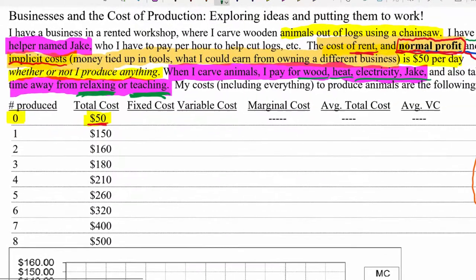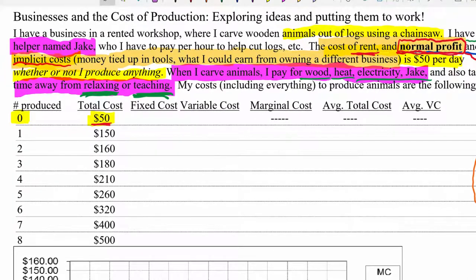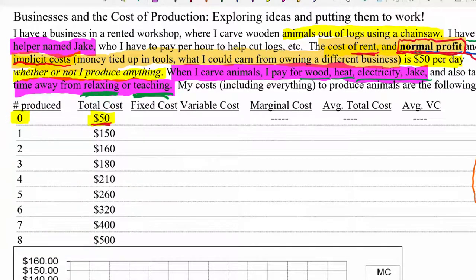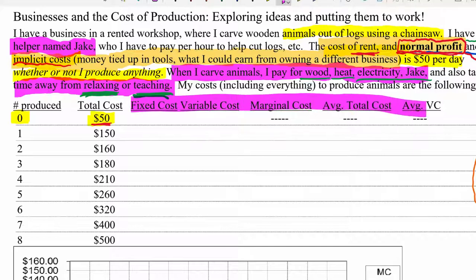We want to learn how to fill out a table like this, where we start with two columns, the number of units produced and the total cost of producing them. And these total costs include all the costs, the implicit costs, the explicit costs, and including that normal profit we were talking about. How do we take just these first two columns and then break these costs into all these other kinds of costs that are going to tell us about different choices we need to make in this business?